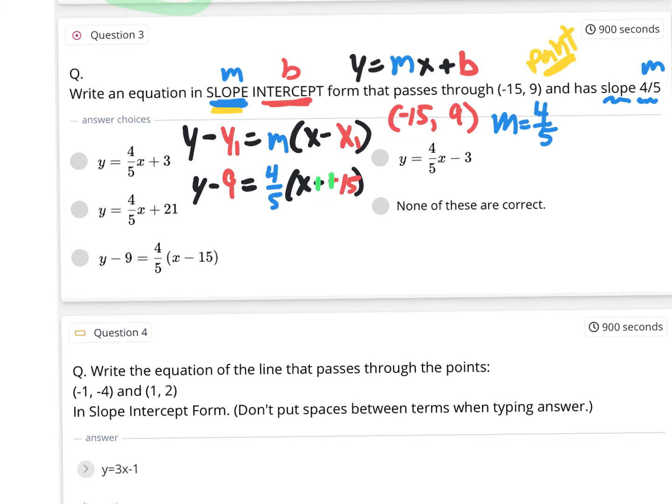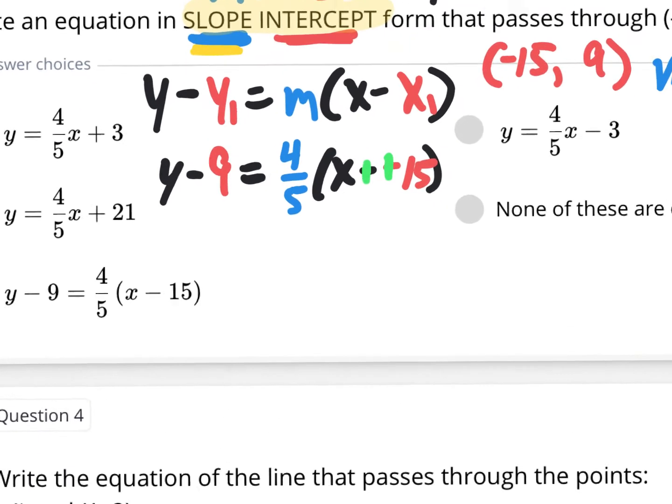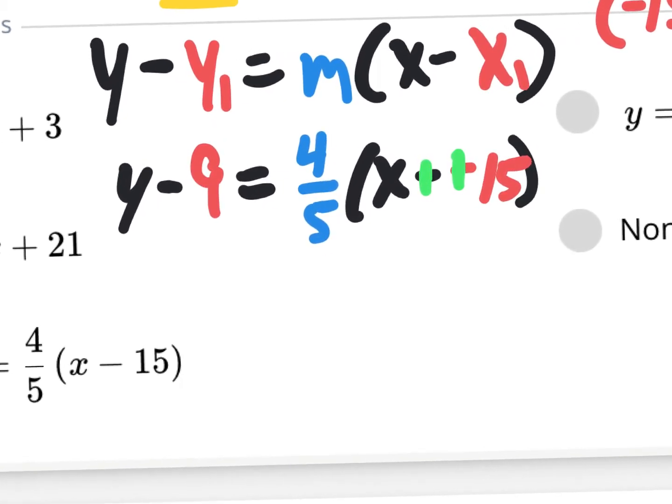Now keep in mind that they do want it in slope-intercept form, and we just have it in point-slope form. So we want it in slope-intercept. So how are we going to do that? All we have to do is recognize that slope-intercept y equals mx plus b does not have parentheses. So we need to get rid of those parentheses by distributing.